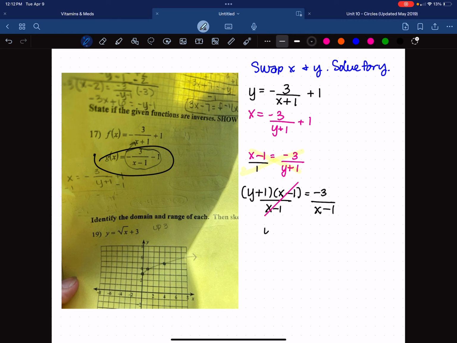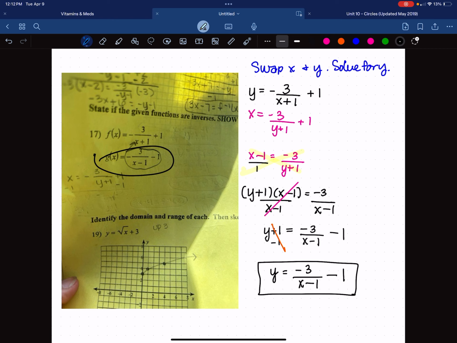I'm left with y plus 1 equals -3 over x minus 1, and then I subtract 1. And I get y equals -3 over x minus 1, minus 1. Okay, so when I swap x and y, I get the other one. And so, yes, they are inverses.